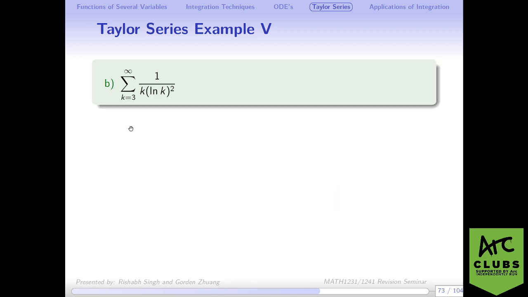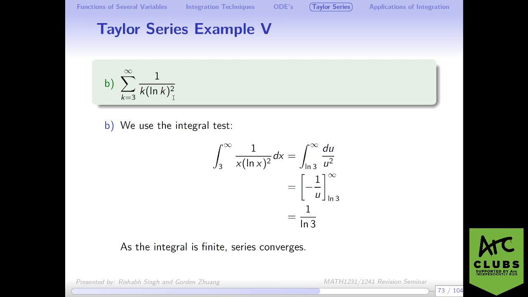For part B, we have this sum 1 over k to the log k squared. Here this looks like something we can integrate. Again, this is positive, and also if we look at it, it's decreasing. So we use the integral test, we integrate it, and hopefully you're comfortable with substitutions.